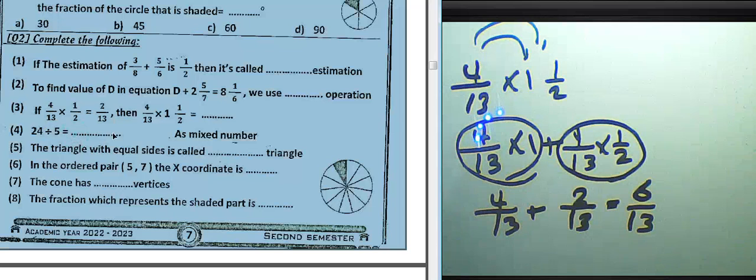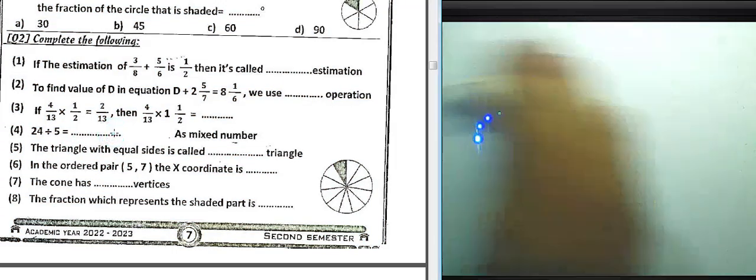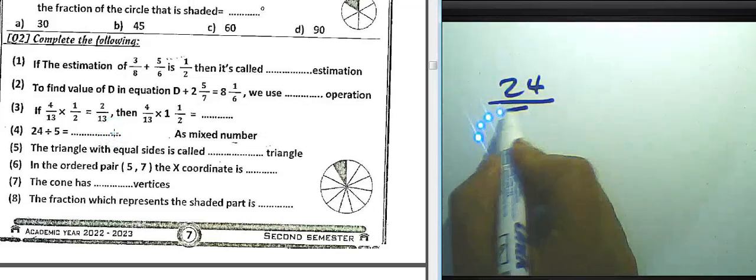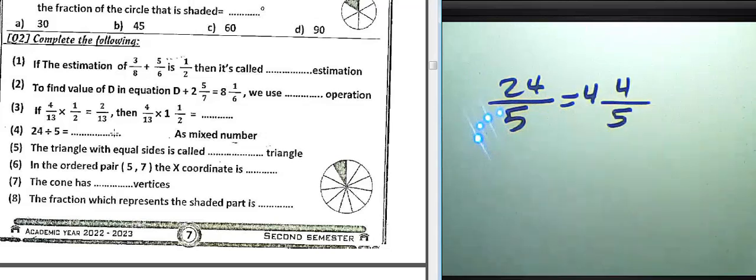Write 24 over 5 as a mixed number. Can 24 be divided by 5 or not? We can divide it because it's improper. Here 24 divided by 5. Write 5 in the denominator. 4 times 5 equals 20 and the remainder 4.